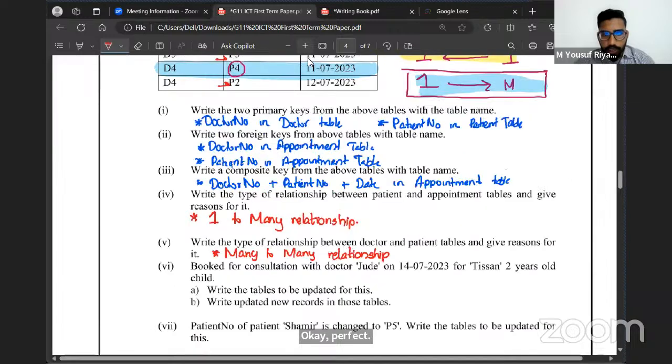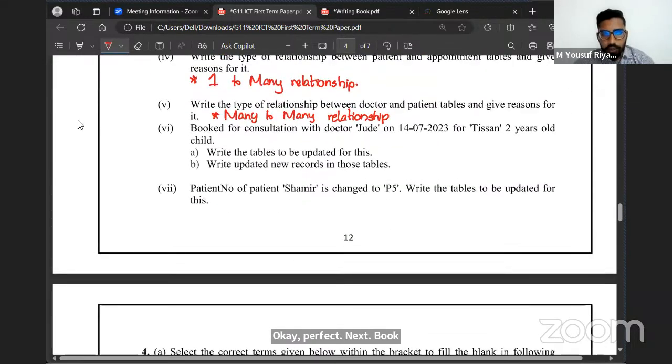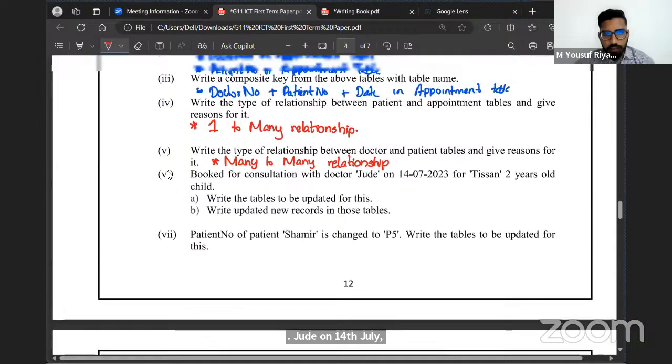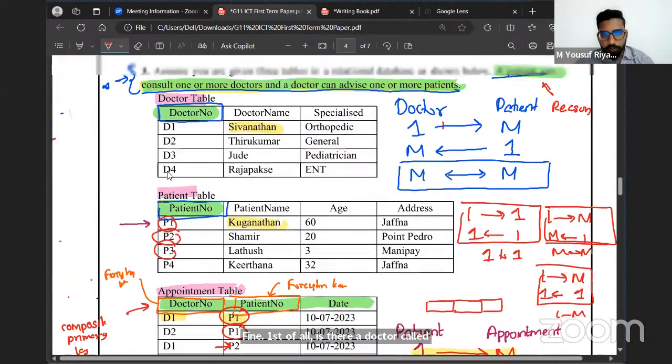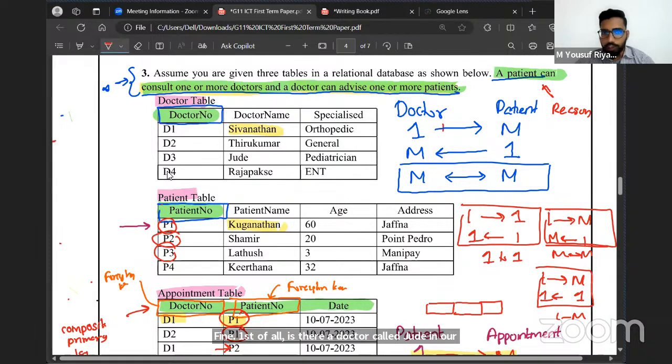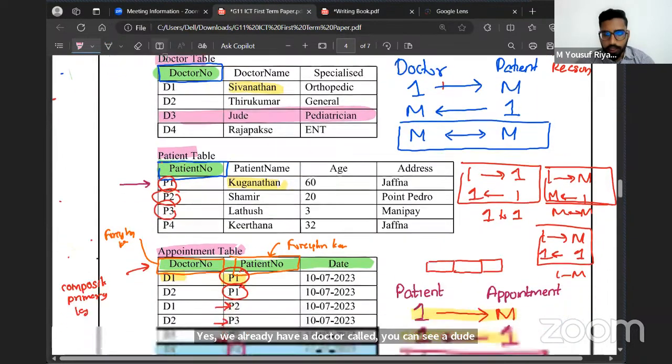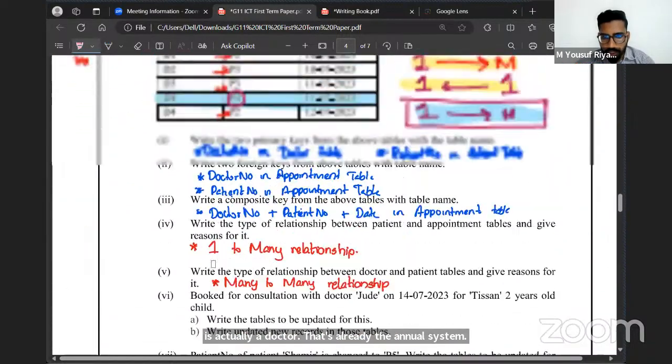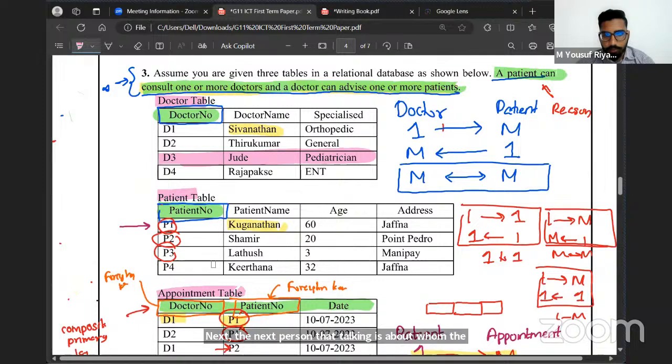Next, booked for consultation with doctor Jude on 14 July 2023 for Tisan, a 2 years old child. Fine. First of all, is there a doctor called Jude in our database? Yes, we already have a doctor called Jude. You can see Jude is a doctor that is already in our system. Next, the next person they're talking about is Tisan. Do we have a patient called Tisan in our system based on the given data?